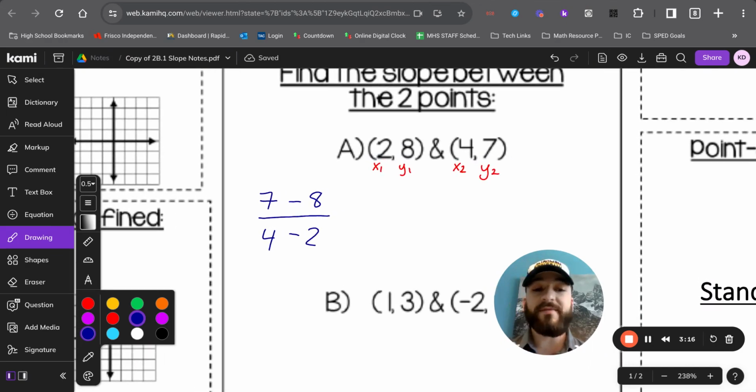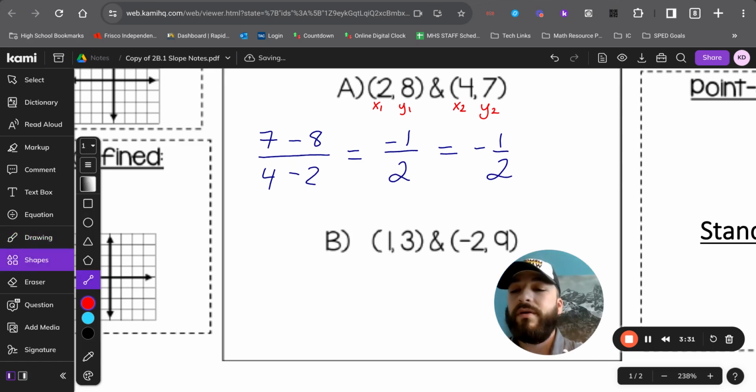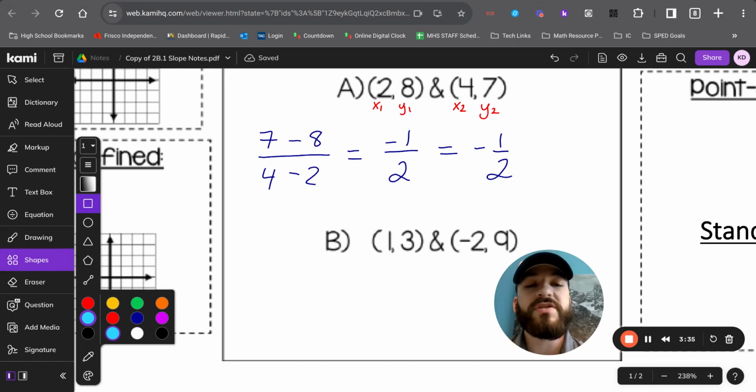So I can type this into my calculator if I want to, or I can of course do it by hand. So 7 minus 8 would be equal to -1. 4 minus 2 would be equal to 2, which would give me a slope of -1/2. Okay, and of course, just like we've been doing before, if I do get a fraction, I want to leave it as a fraction. I don't want to convert that to -0.5.